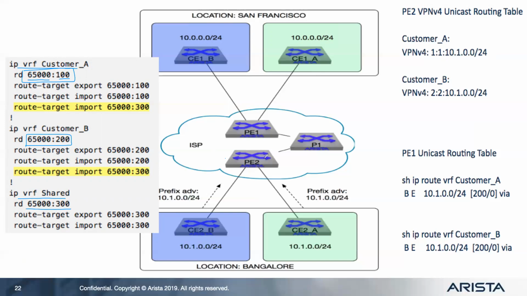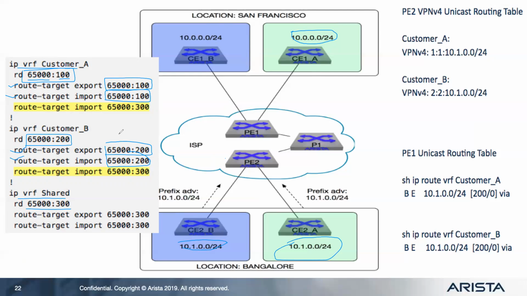Now what is our requirement? The requirement is that customer A routes should only be exchanged with customer A, and customer B with B. So A to A, B to B. That's what we are doing here. We are exporting 65,100 on customer A, and the same we are importing at the other end. So 100 to 100 communication works fine. Similarly here we are exporting 200 and importing 200 at the other end. So 200 to 200, 100 to 100 is what we achieve using these two. Is it clear?